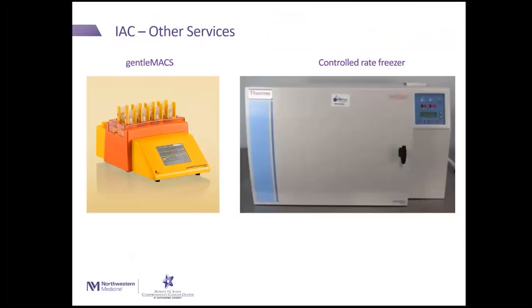Next, the other services that are provided from the core are like GentleMACS. If you want to do a single cell suspension for further processing in the 10x Genomics platform where you need single cells, or you need to lyse the tissues for RNA isolation, GentleMACS is a very good equipment to do that because it damages the tissue very little, and then you get high quality RNA or single cells from this. Lastly, we have a controlled rate freezer that you can use to freeze your samples at a controlled rate, and then it really preserves the viability of those cells.